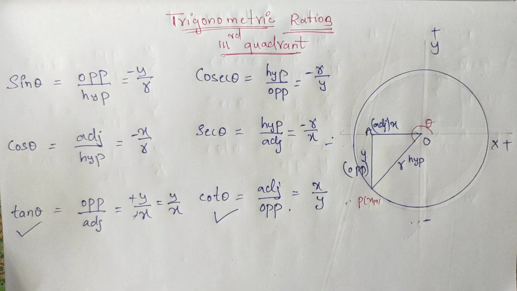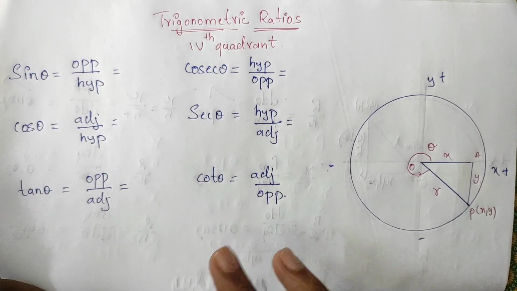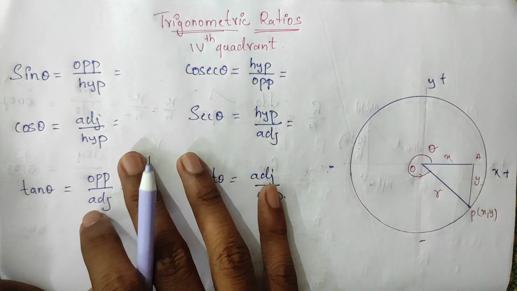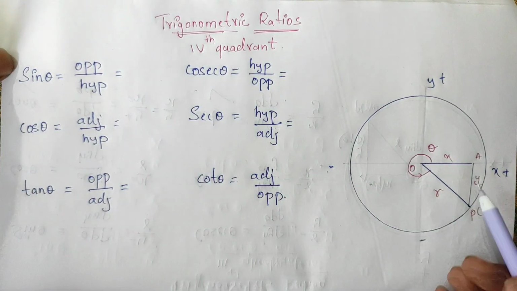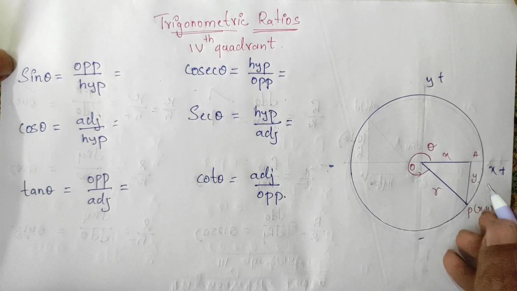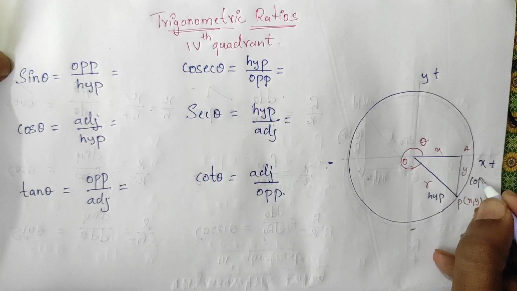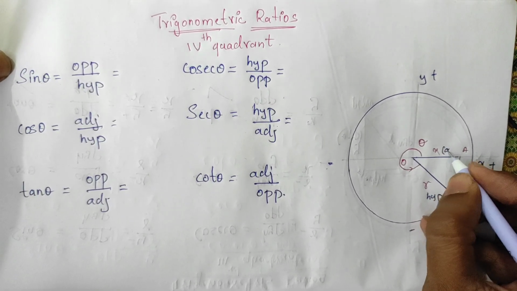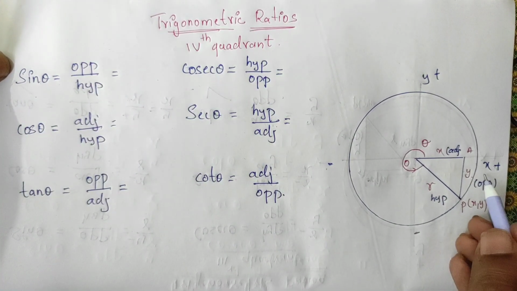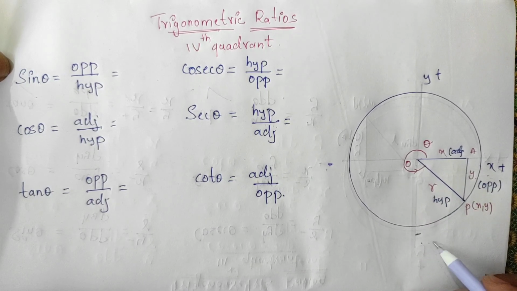Okay, similarly we'll check for the fourth quadrant. Now let us discuss the fourth quadrant. If theta lies in the fourth quadrant, what about these trigonometric ratios? You can clearly see here our theta is in the fourth quadrant, and I think you are familiar with this x and y. So I'm writing this is our hypotenuse, this is our opposite side, and this is our adjacent side. Okay, so now we have to frame sin theta. In the fourth quadrant we know x is positive and y is negative.